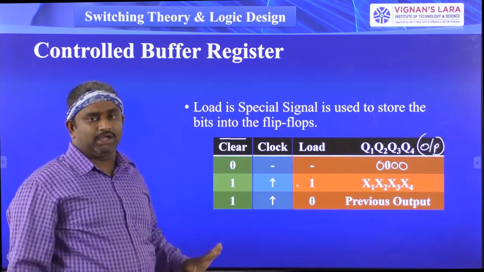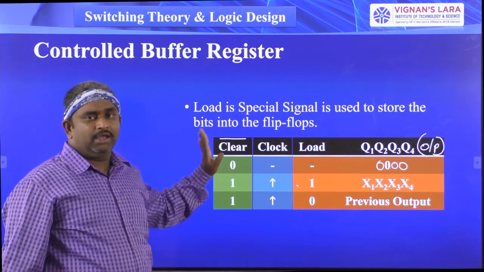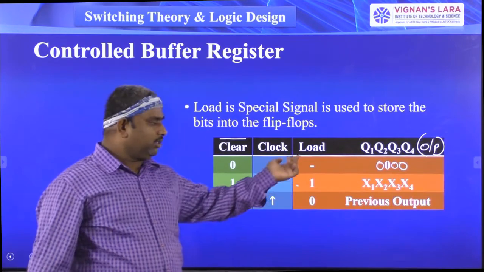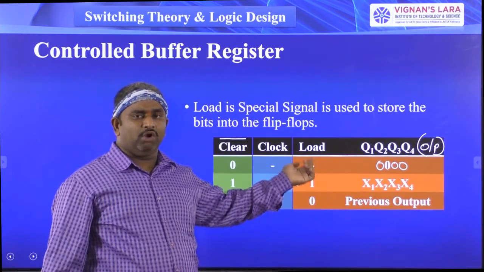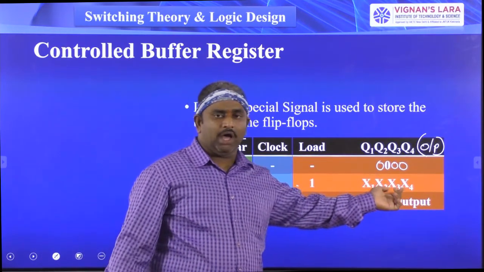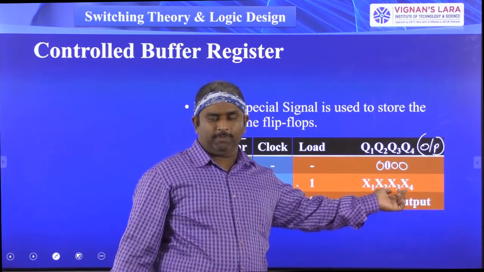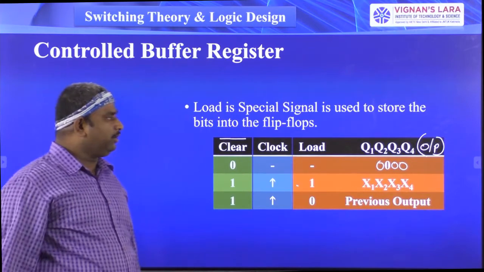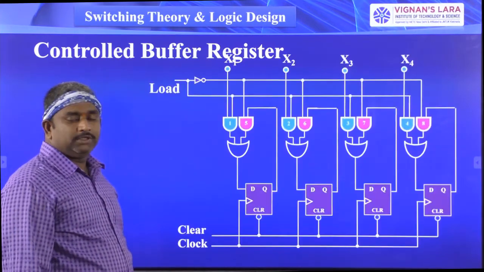When the clear is 1, the clear is not working. How, I will see in the next slide. Now, whenever the clock signal is there, it will check the load value. If the load value is equal to 1, then the output of the register is equal to the inputs, otherwise the previous output. Now we will see the explanation related to the diagram.